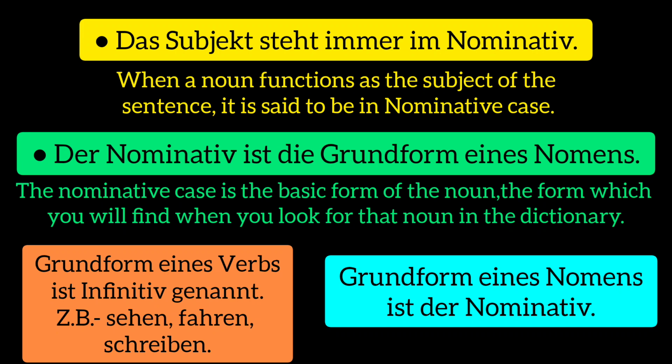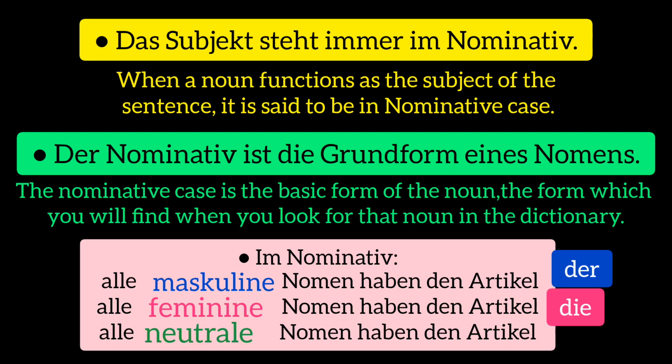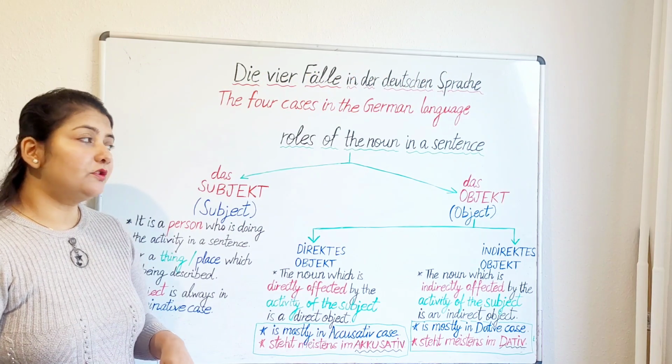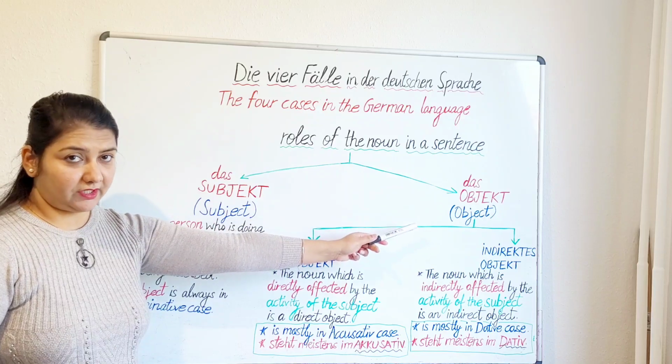And when the noun is in its basic form or nominative case, then all the masculine nouns have the article der, all the feminine nouns have the article die, and all the neuter nouns have the article das. Now, coming on to das Objekt or the object.